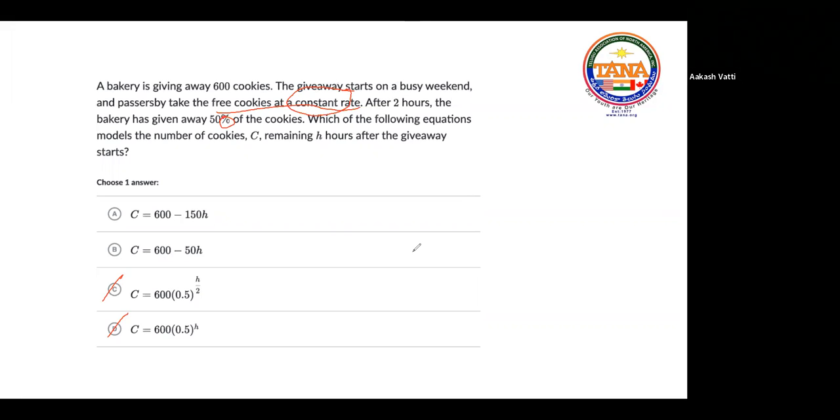So 50% of 600 is 300. So we could say that 300 cookies are given away at a constant rate in 2 hours, or at a rate of 300 over 2, because 2 hours, 300 cookies, equals 150 cookies per hour. So you can express the rate as minus 150 per hour. And that alone should give us that it's A.